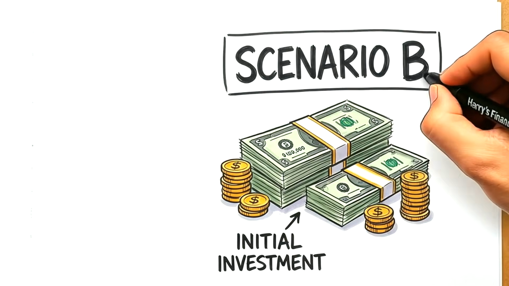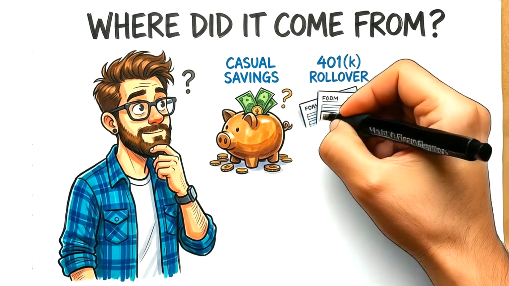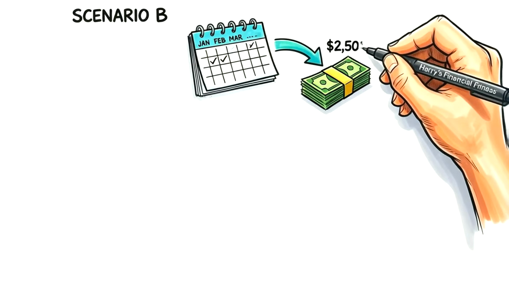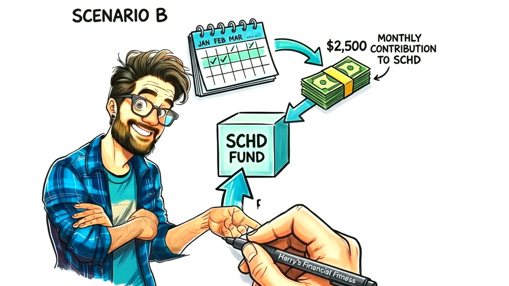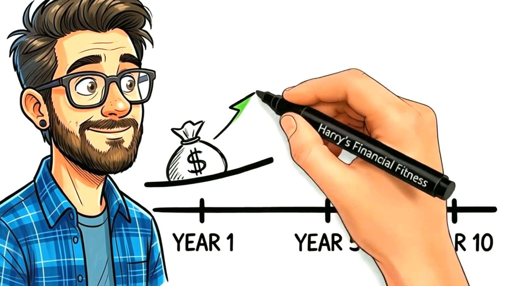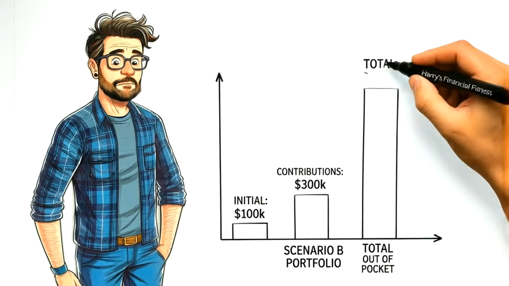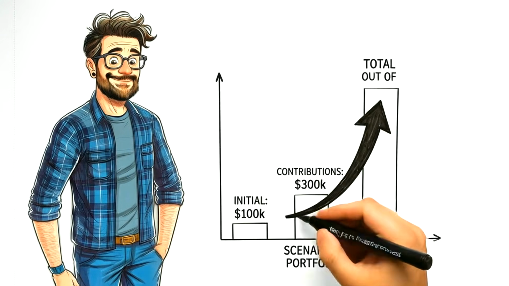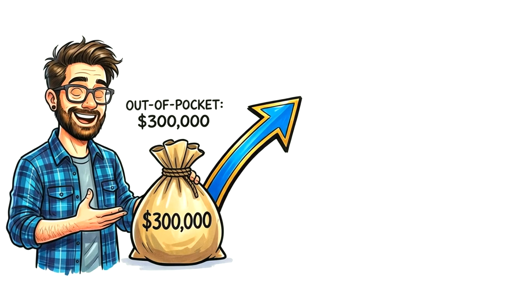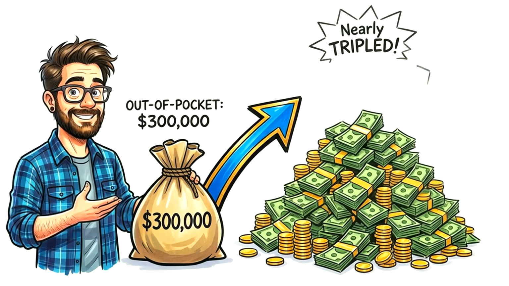Harry already has $100,000 invested. Maybe it's from years of casual saving, a 401k rollover, or an inheritance. He adds $2,500 per month to SCHD and reinvests all dividends. 10 years later. Using the same 12.5% historical return, Harry's portfolio could potentially reach approximately $895,400. His total out-of-pocket after the initial $100,000 was just $300,000, but the portfolio nearly tripled his investment.